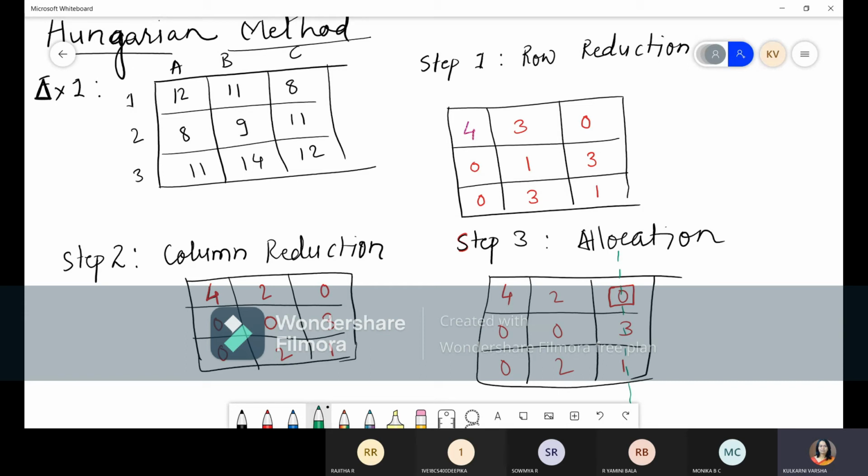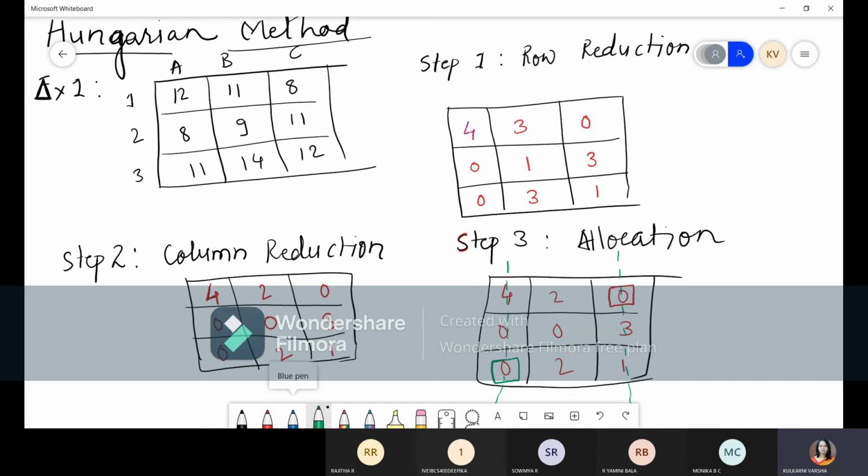And we'll go for the next row. Now in the next row, again scan. Do you have a single 0? Yes, you have a single 0. So allocate that 0. If you are allocating that 0 in the row scanning, cancel the column. So we'll cancel this column. Okay, so we have cancelled this column. Now all the 3 rows we have finished.